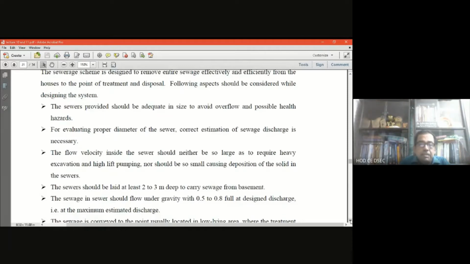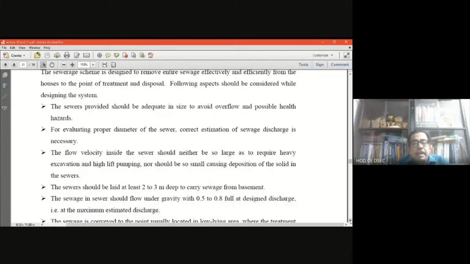Simultaneously, the maximum velocity also has to be checked for smooth flow, otherwise there will be wear and tear of the materials. Scarring of the materials should not happen, as it damages the cross section of the sewer pipes. So that has to be taken care of. One point is the minimum flow, and another is the maximum flow.